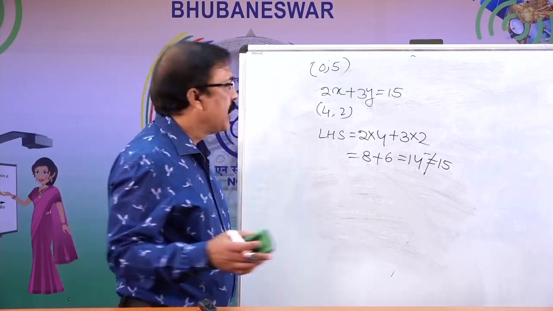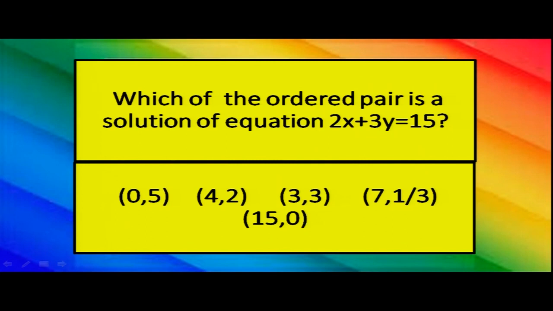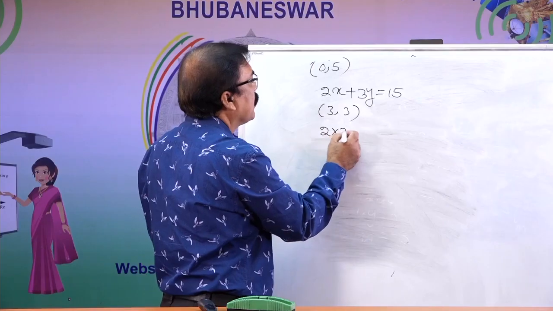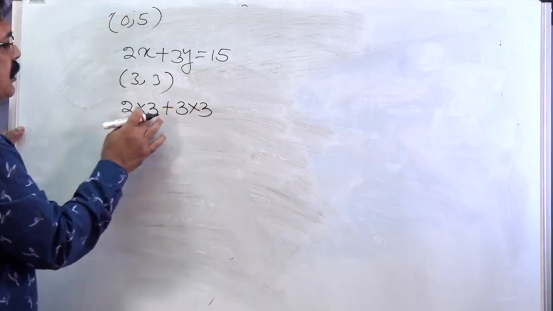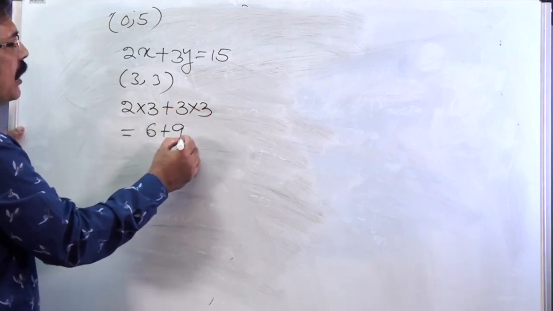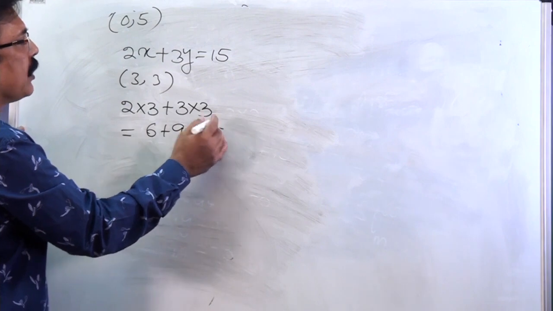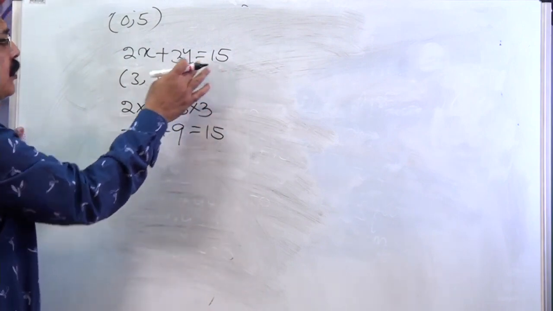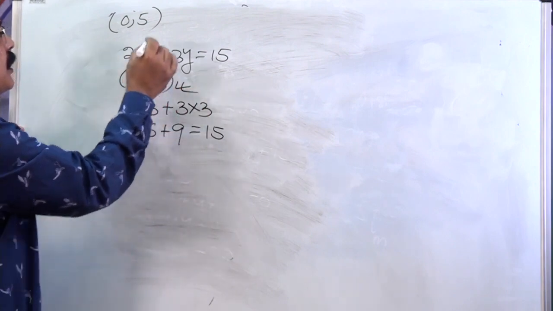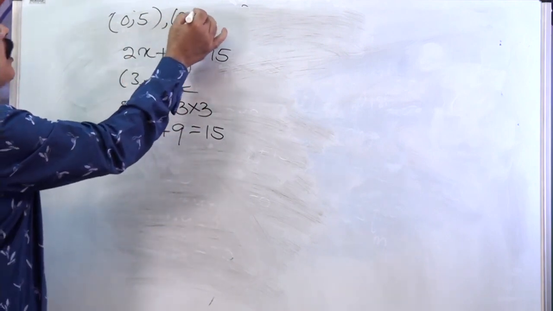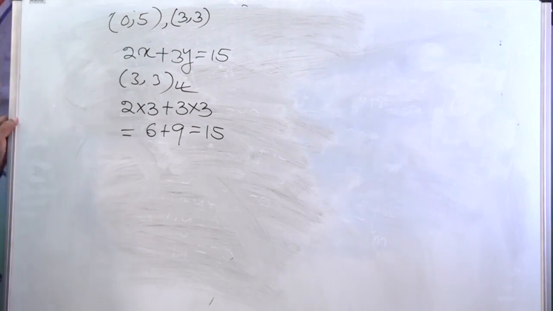Then try with 3, 3. So 2 into 3 plus 3 into 3 gives 6 plus 9, which is 15. On the right side we have 15. So this is satisfied, and 3, 3 is a solution of this given equation.